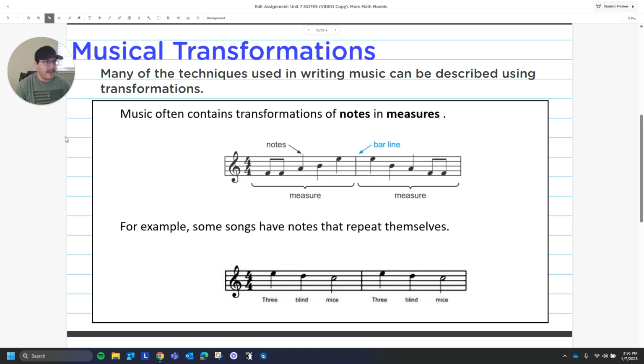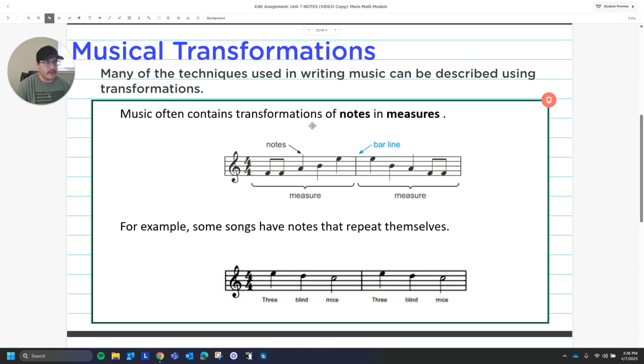Now, again, I'm not the best music teacher. I'm not very learned on the topic, so I'm going to do my best to point things out. Musical transformations. Many of the techniques used in writing music can be described using transformations.